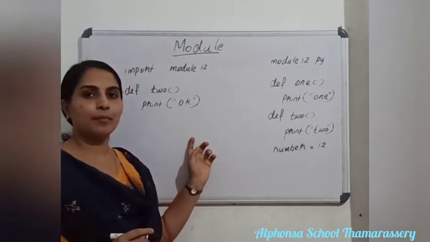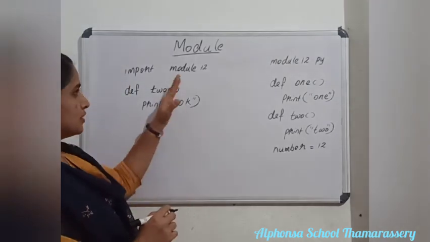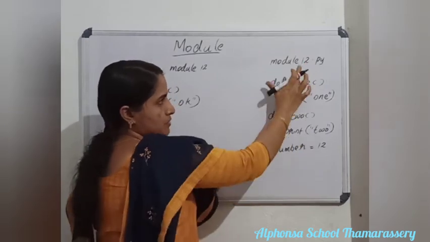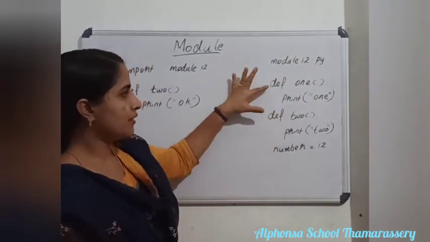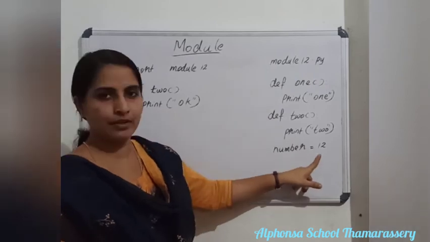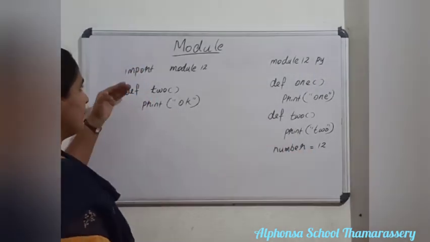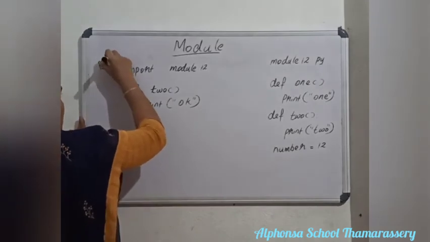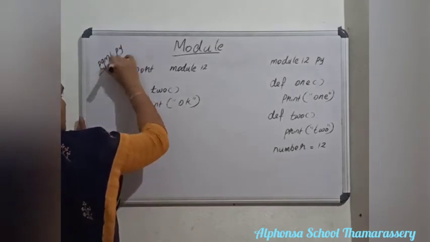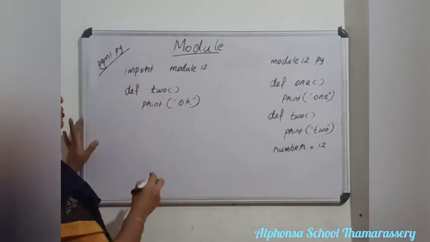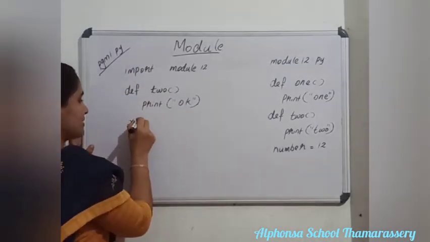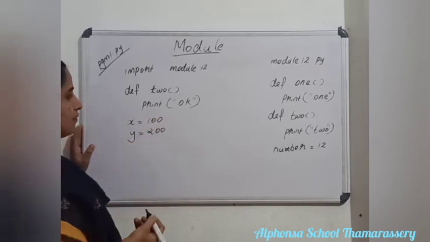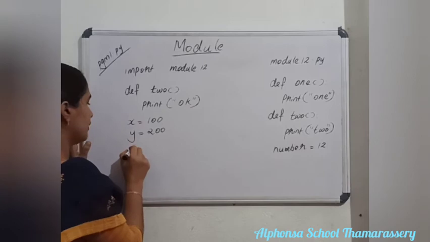Now we will see more about the modules. Here I have one module with the name module12, and the program's name is module12.py. It contains two functions and a variable. And this is my program, which I name pgm1, program1.py. Here I use two more variables: x equal to 100, y equal to 200. Then let me call function two here.